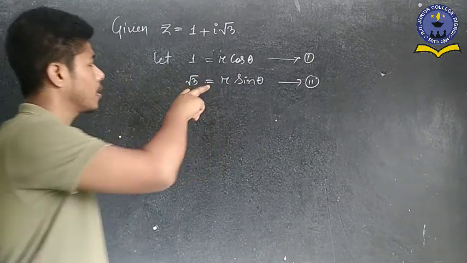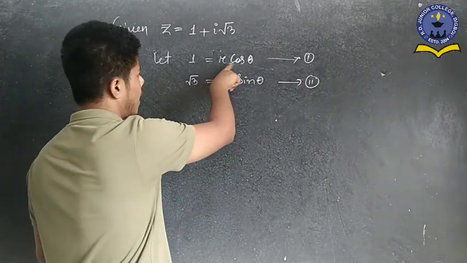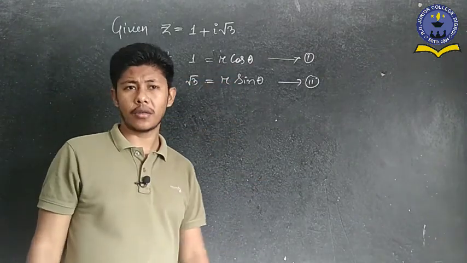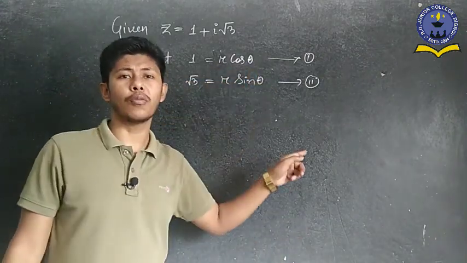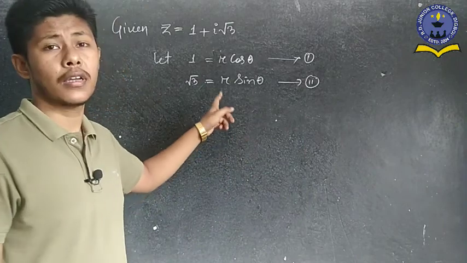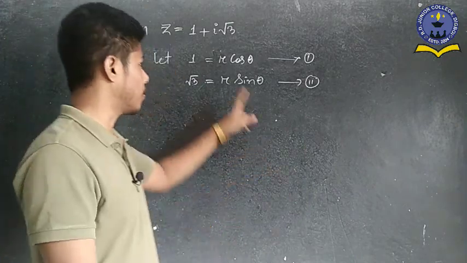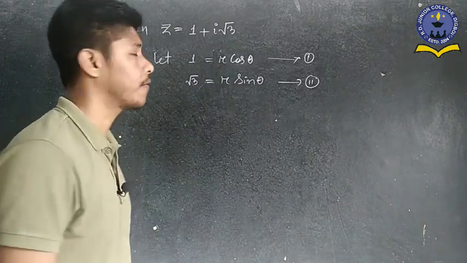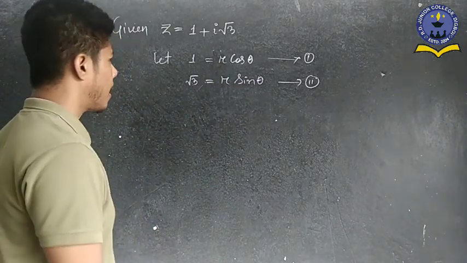Which two are the polar coordinates here? The first polar coordinate is r and the other one is theta. So r is the modulus of z, and theta is the argument or amplitude of z. In our last class we discussed these two. Very simple here, easily we can find out the value of r from here. So how can we find out the value of r?